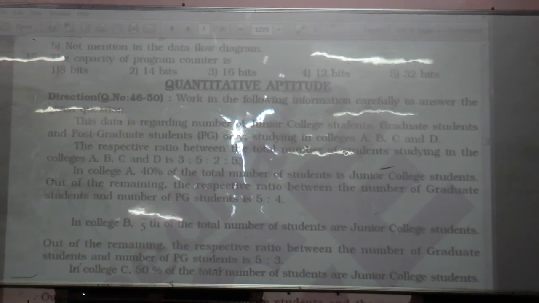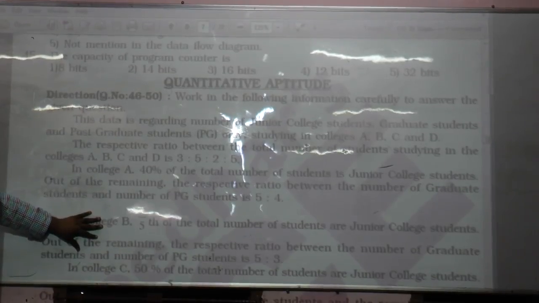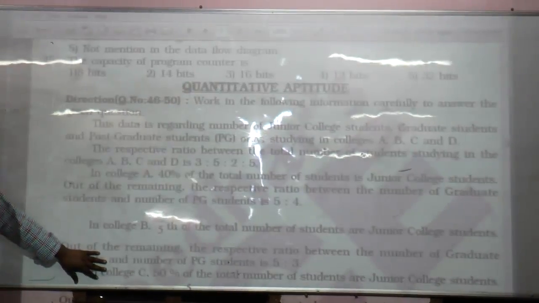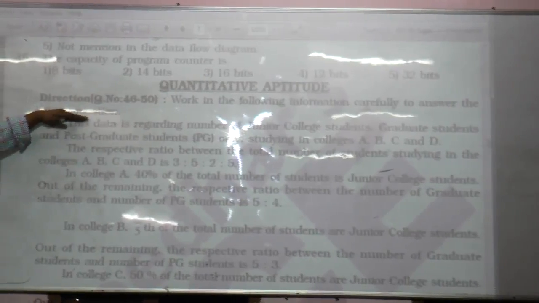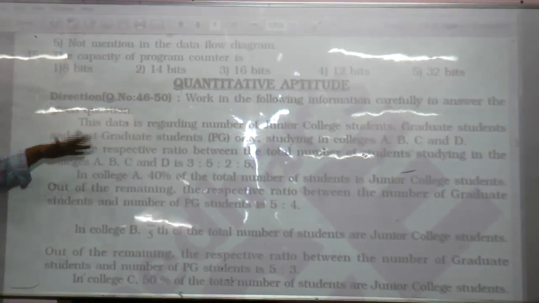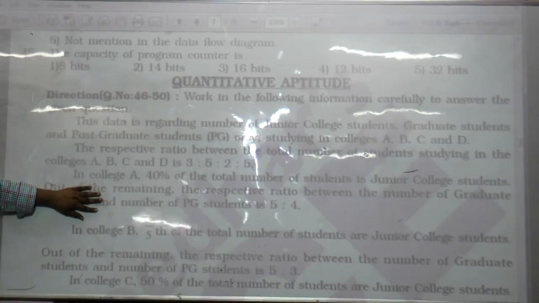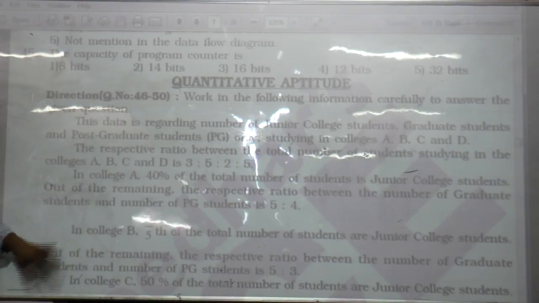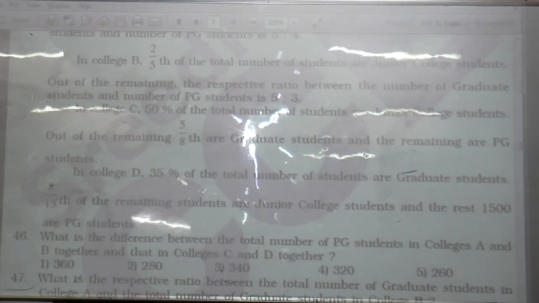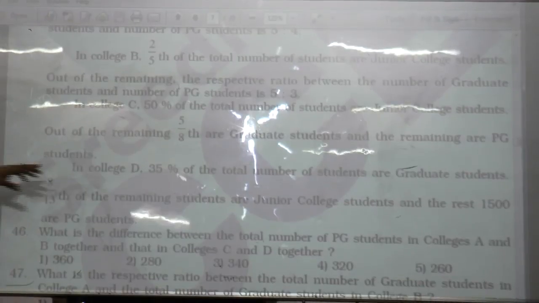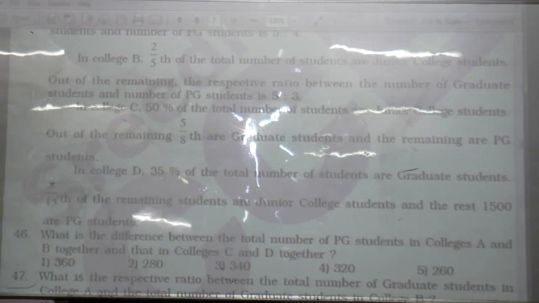For these type of questions, this is about college A. Next para is about B, next para C and D. So if total number is not given in the question, in instruction itself, that will be there in either para related to college A, B, C, D. Try to find it out first. Where do we have the data? Last, D. In college D, 35% of the total number of students are graduates.